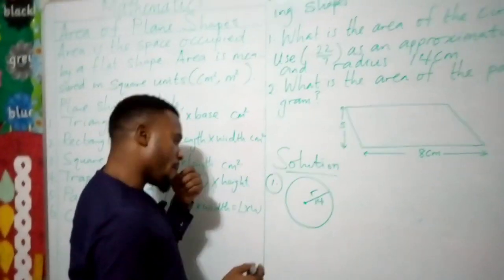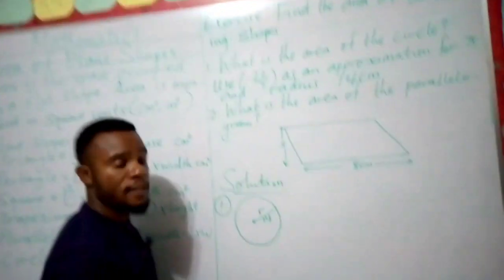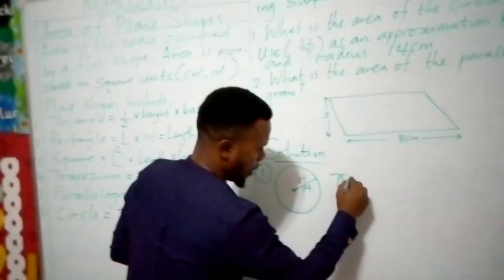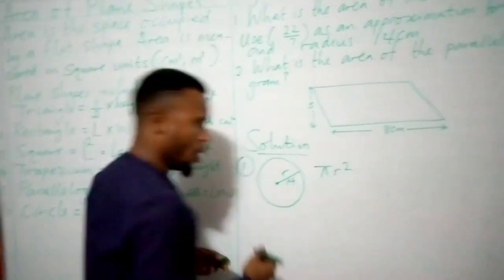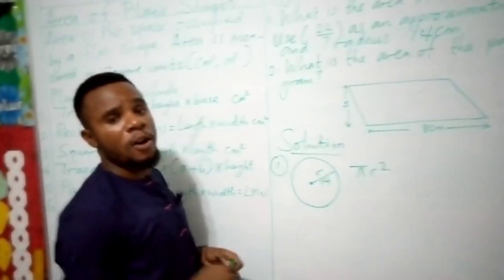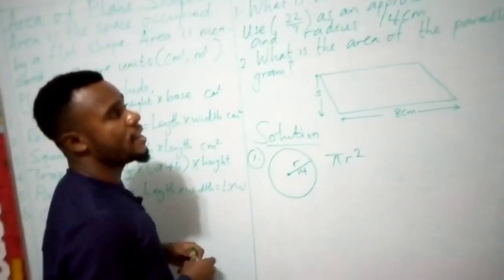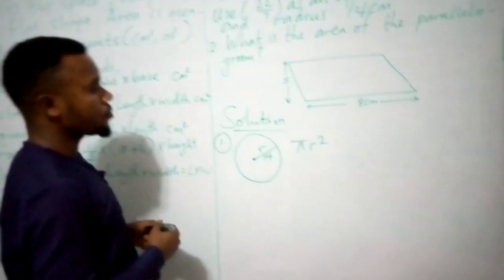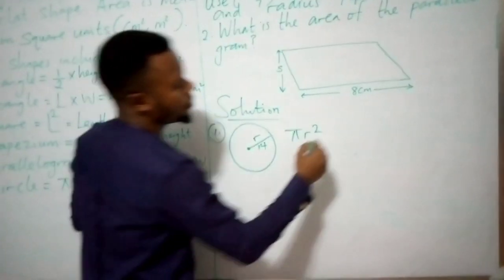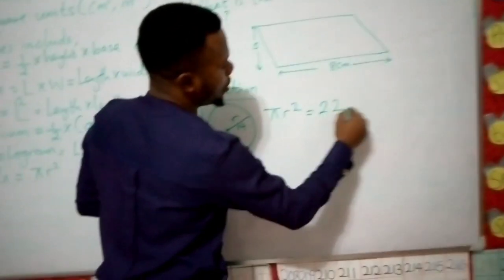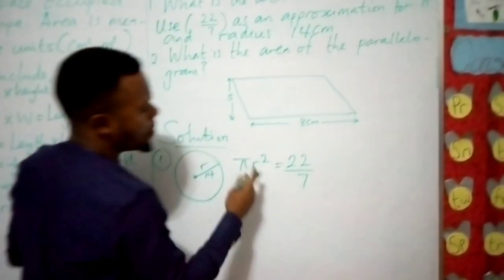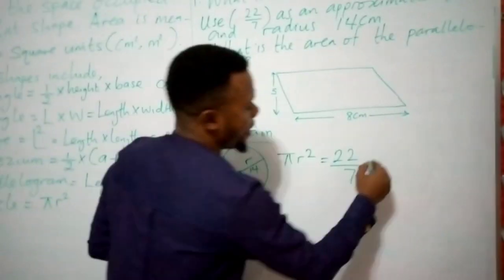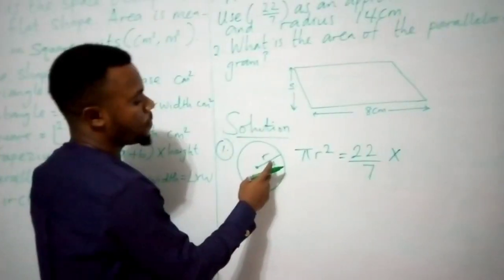And remember, the area of a circle is calculated using what? Pi r squared. Now, what is pi? Pi is a constant, given to you in any equation. Pi is 22 over 7 multiplied by the radius, which is 14.